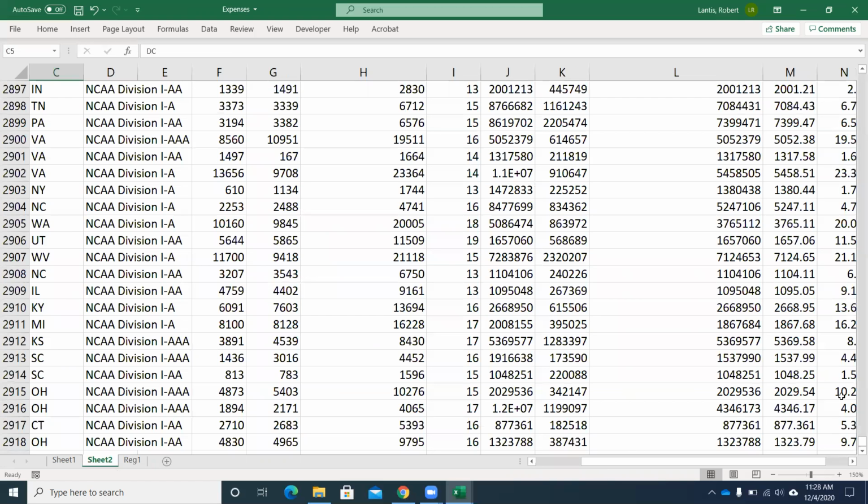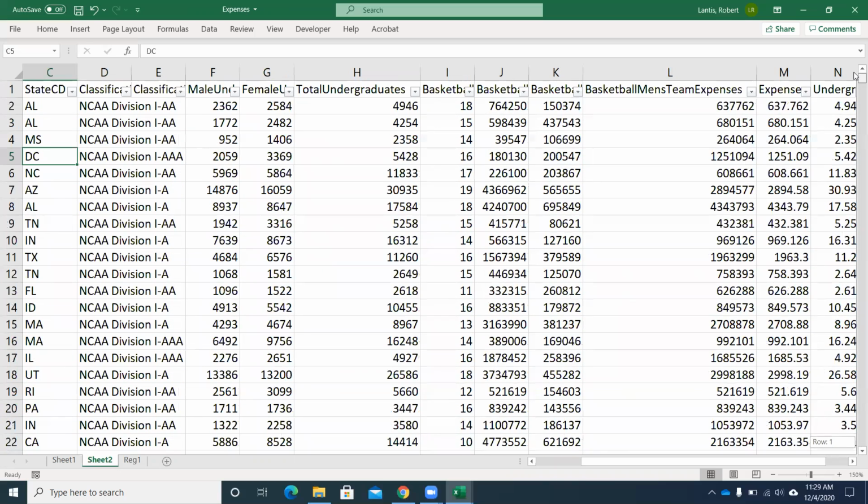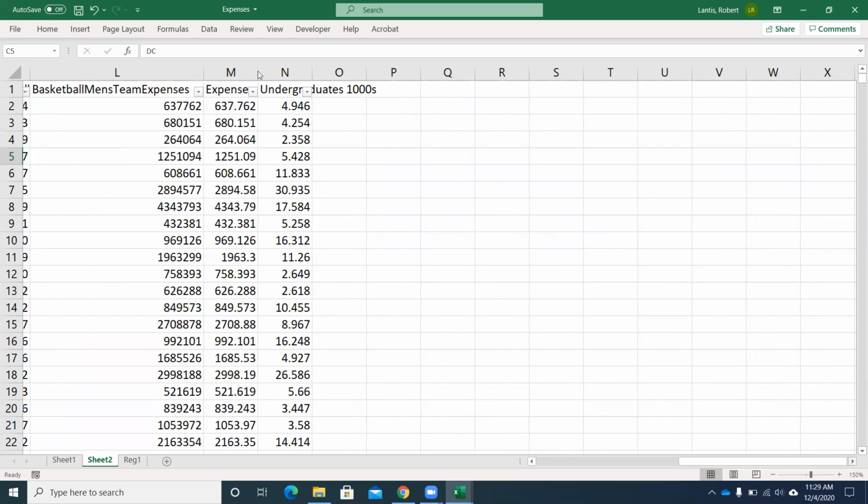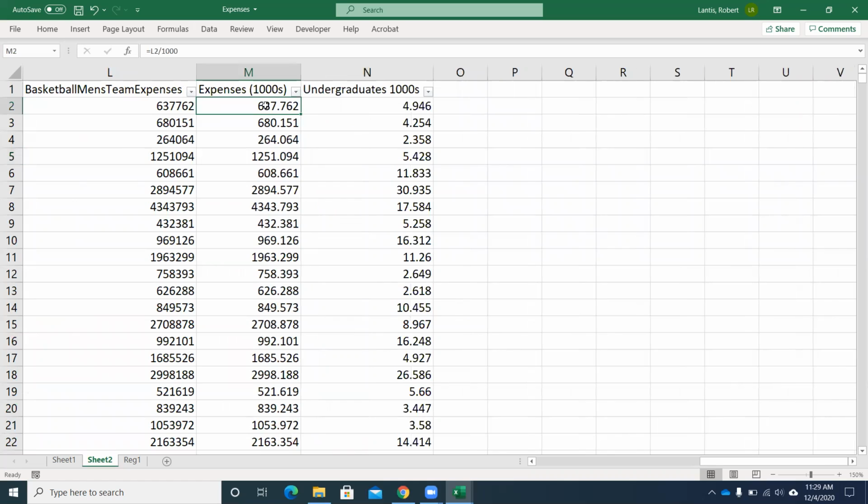But sometimes when we have data, it might be presented in different units. So here I kept the units pretty easy. 1 unit was 1 student, 1 unit here was $1. But what if the data had instead been given to you in thousands? So this is like $637,000. Well, now each unit change that I see in this variable is actually representing a $1,000 change.